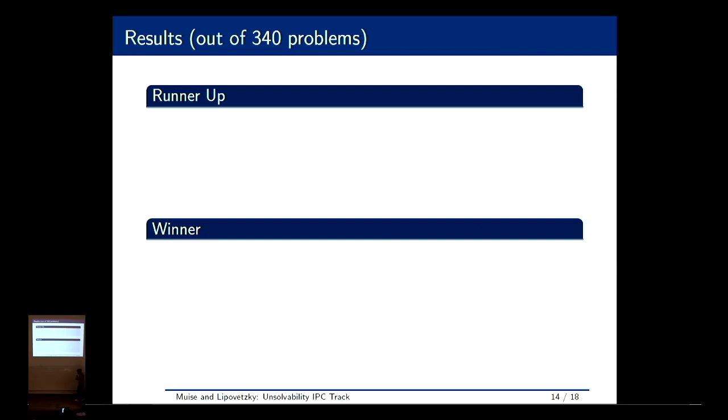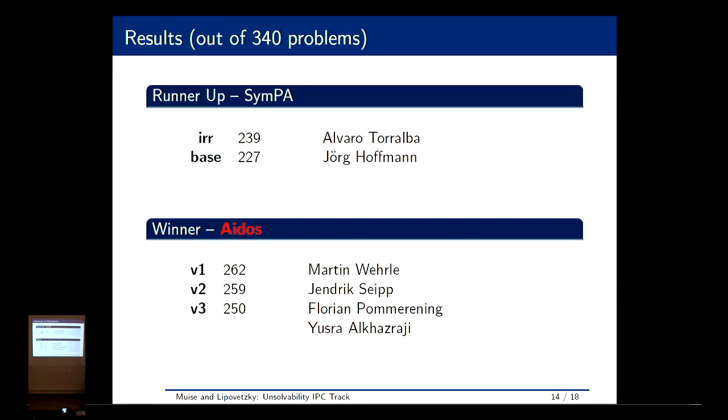So the runner-up is SimPA, which is Alvaro Torralba. Sorry about that. And you're Kaufman. And the winner is... Eidos. Martin Rowe, Francis Cade, Florian, and Lisa.